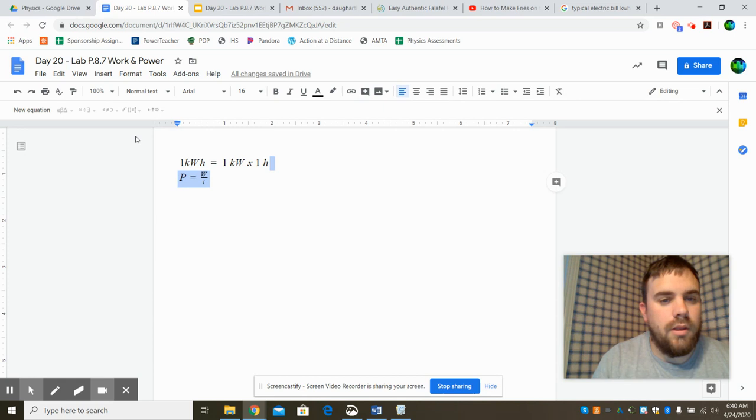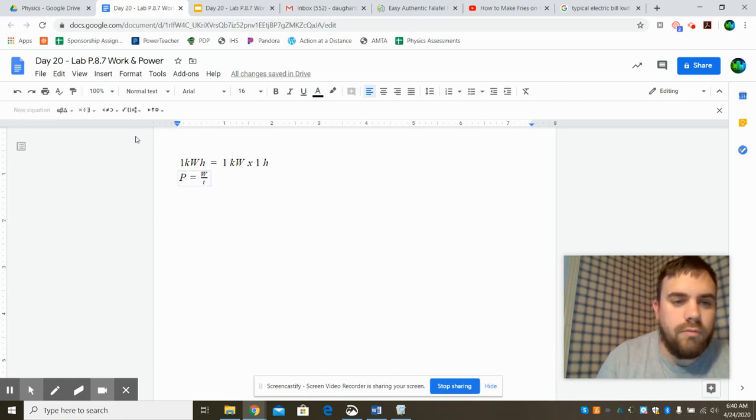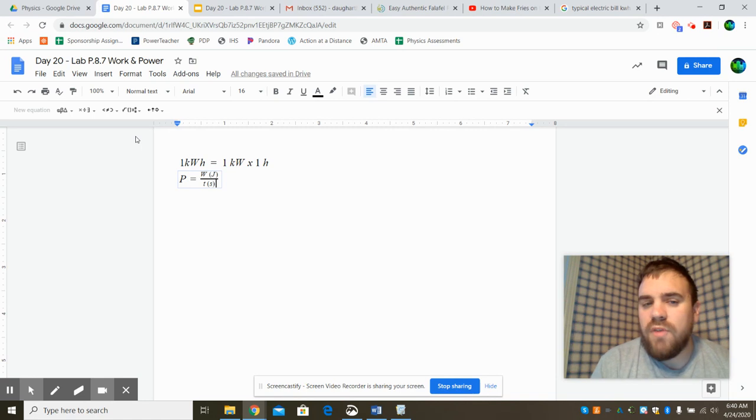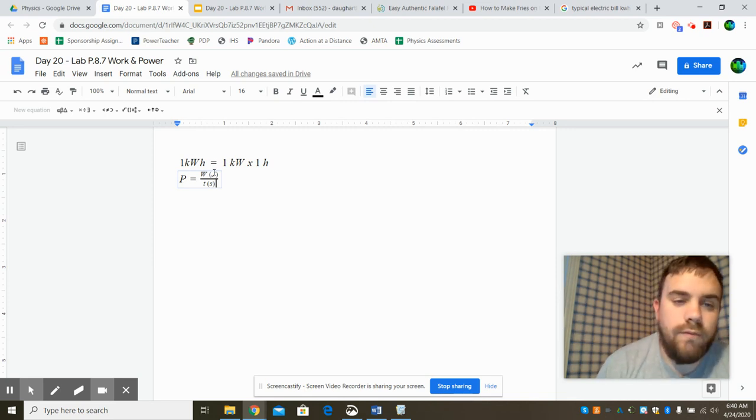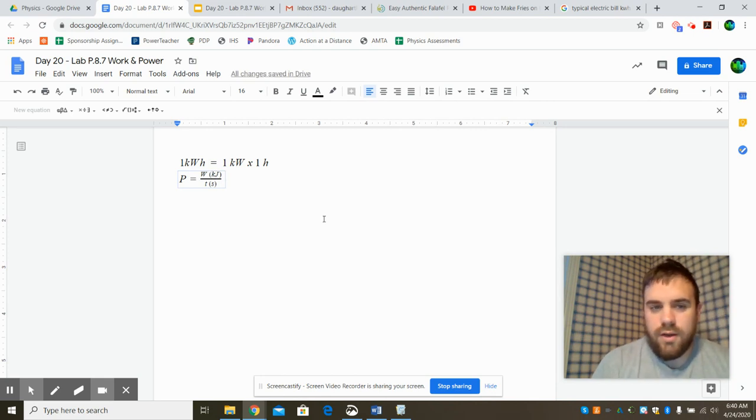Well, that equation comes with units, so I'll just write the units in there as well. We know that work is a measure of energy. It's measured in joules, and the time is measured in seconds. So that's what a watt is: a joule per 1 second. So what's a kilowatt? Well, that would be the number of kilojoules per 1 second. That's all that a kilowatt is, the amount of kilojoules per 1 second.